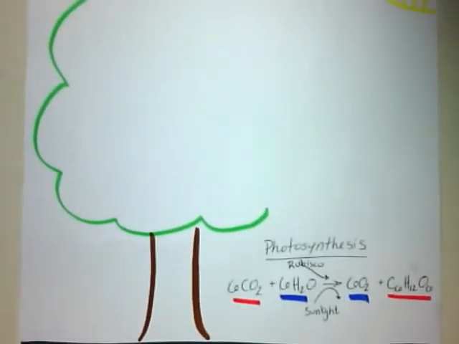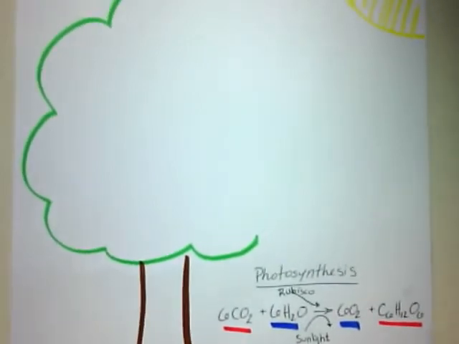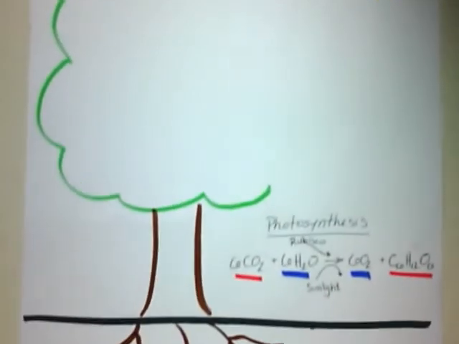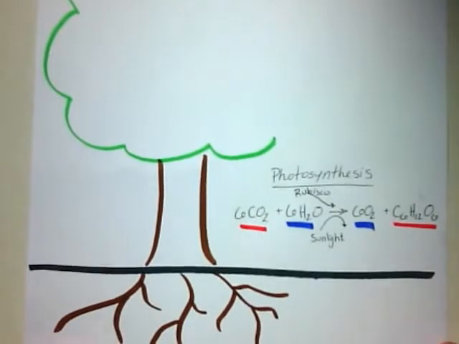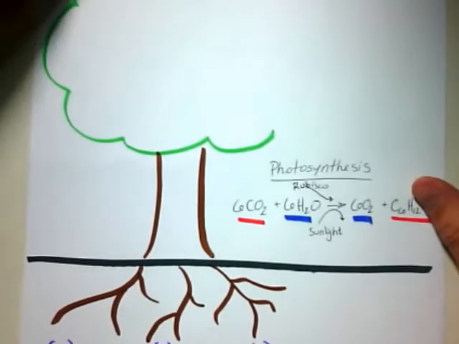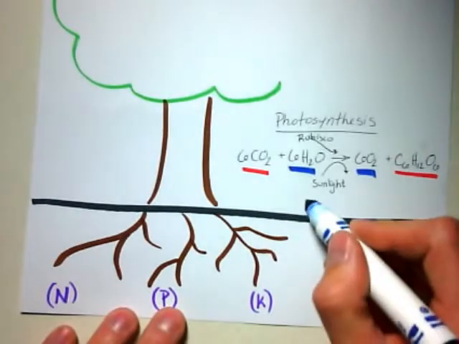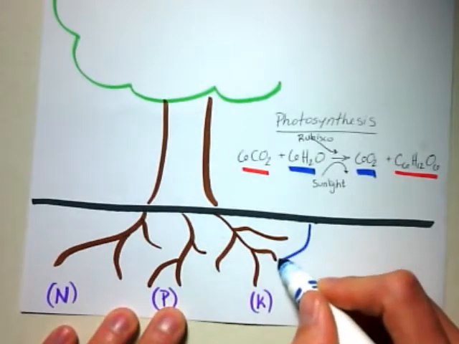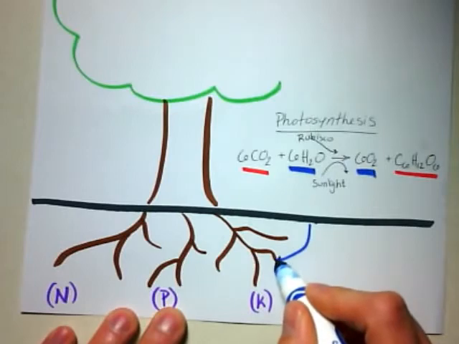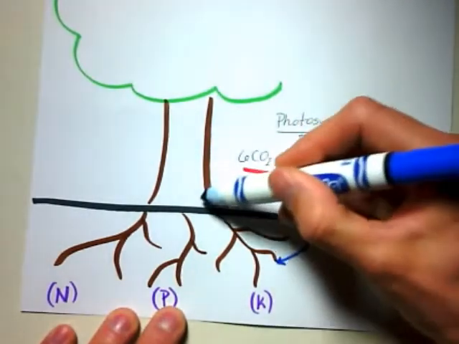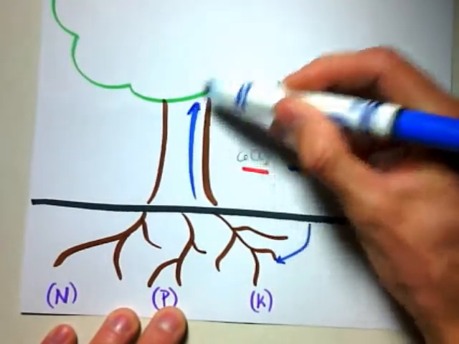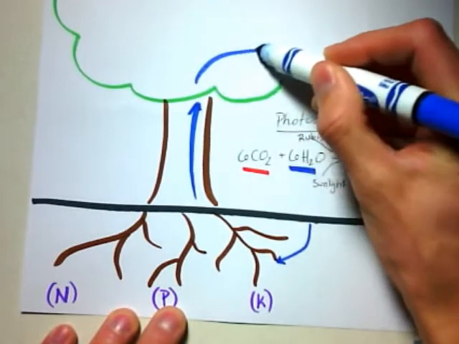So we have ourselves a tree here. Of course, in this tree, we have the roots down in the ground, and in the ground we have some fertilizers here. We'll talk about that in a bit. So water is in the ground and it goes up into the roots. Water goes up from the roots into the tree, and into the tree it goes to a leaf.